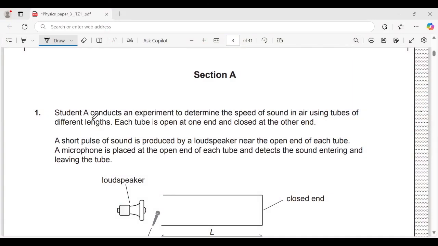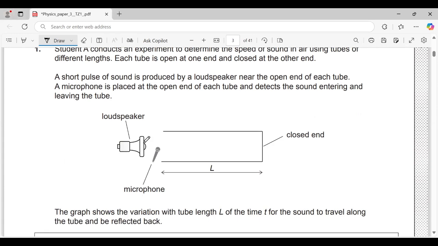Number one, student A conducts an experiment to determine the speed of sound in air using tubes of different lengths. Each tube is open at one end and closed at the other end. A short pulse of sound is produced by a loudspeaker near the open end of each tube. A microphone is placed at the open end of each tube and detects the sound entering and leaving the tube. So this is the diagram of the experiment.